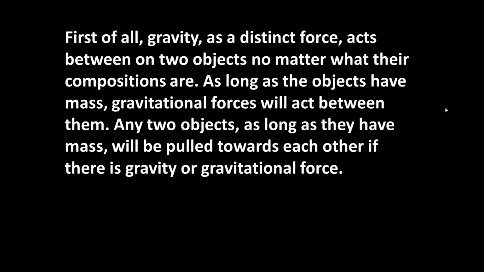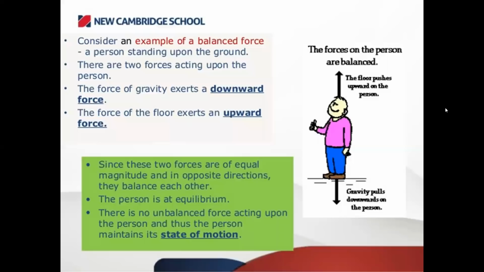First of all, gravity as a distant force acts on two objects no matter what their compositions are. You can have, for instance, a gas giant. You could have a water planet. Gravity is still going to be at play. As long as the objects have mass, gravitational forces will act between them. Any two objects, as long as they have mass, will be pulled towards each other if there is gravitational force. Now, this is according to New Cambridge School.